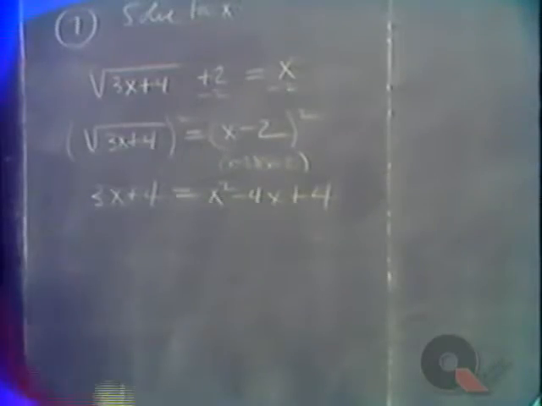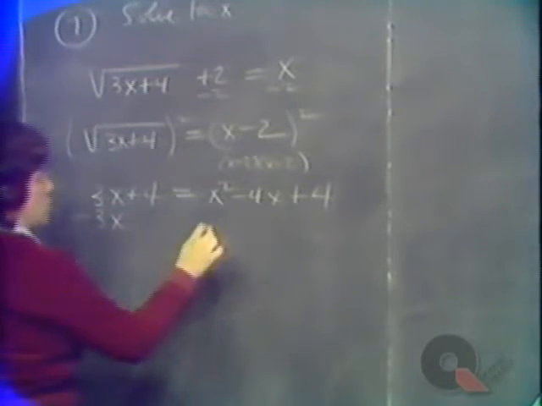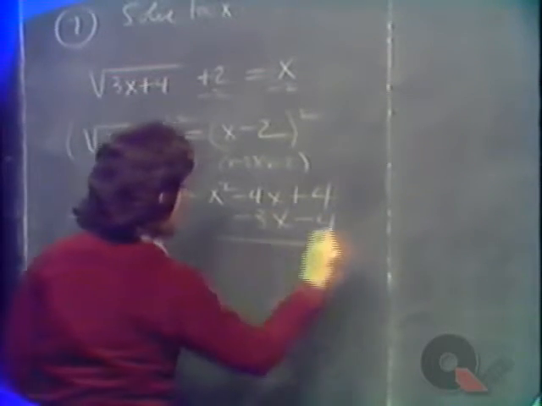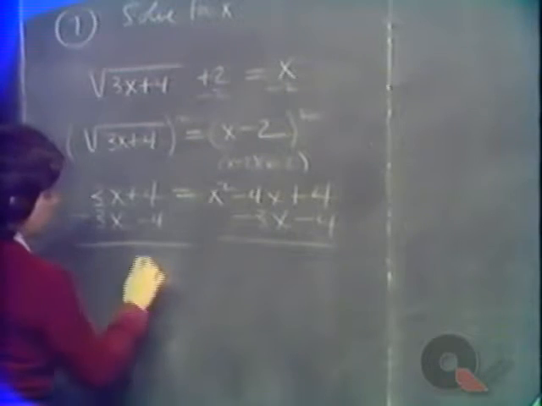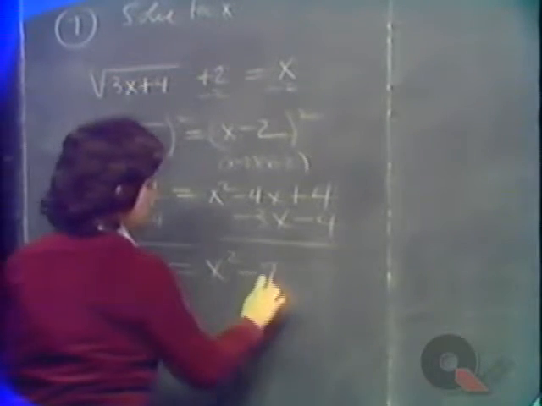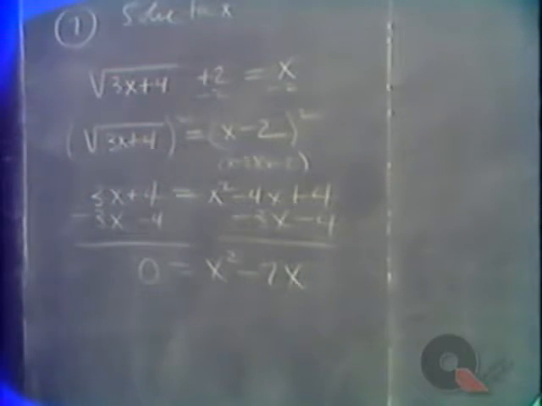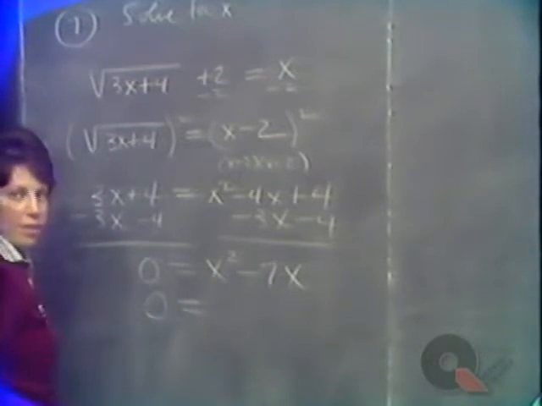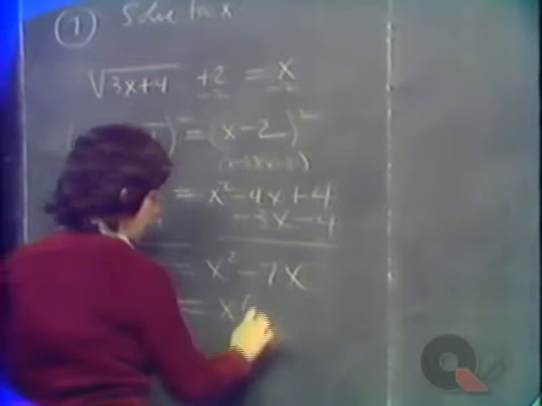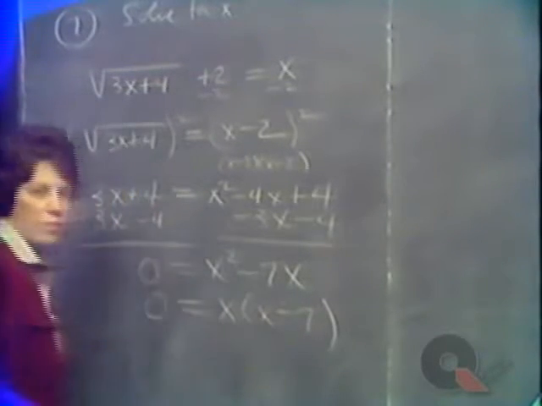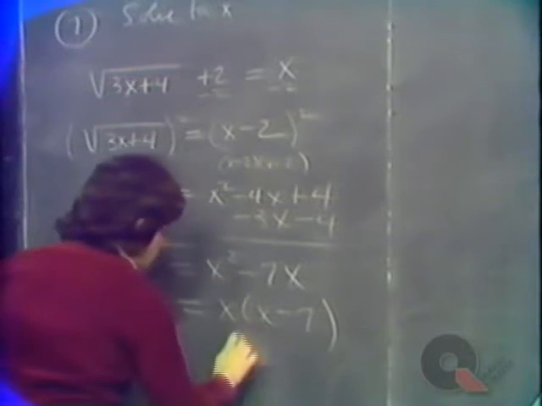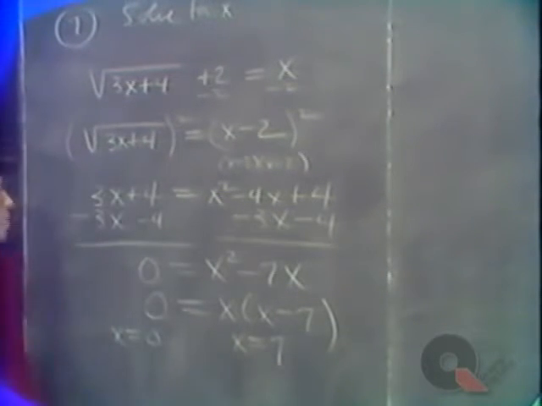And it's a quadratic equation, so getting everything on one side equal to 0, I will subtract 3x from both sides and also subtract 4 from both sides of the equation. This will give me 0 equals x squared minus 7x. This is a particularly easy quadratic equation to factor. Since there's no constant term, we can just pull out an x. And we get two solutions, x equals 0, x equals 7. And these both have to be checked.